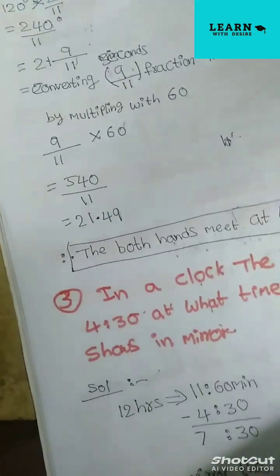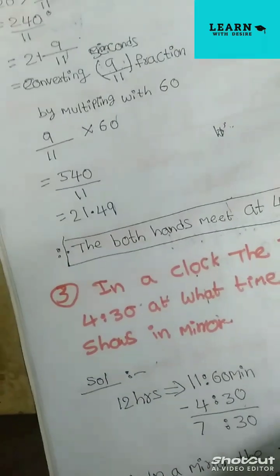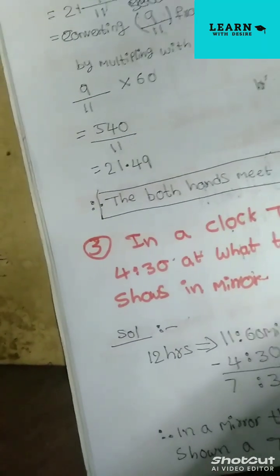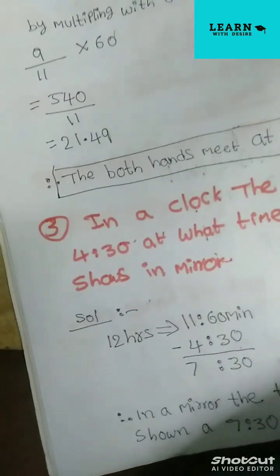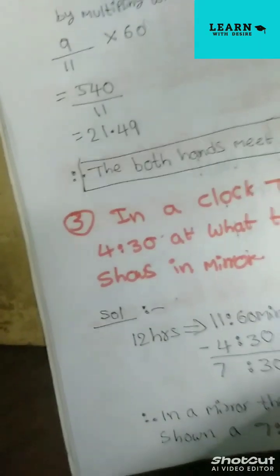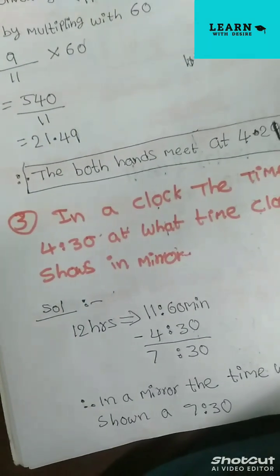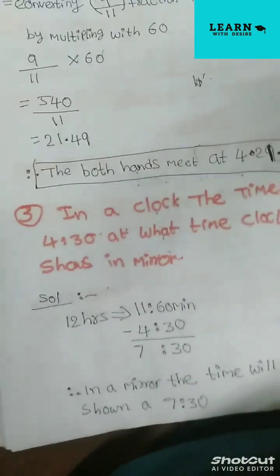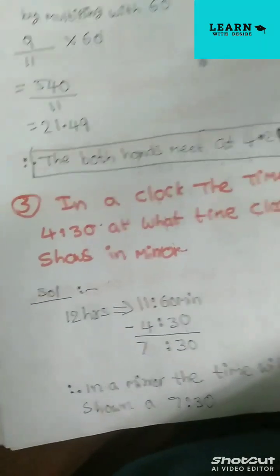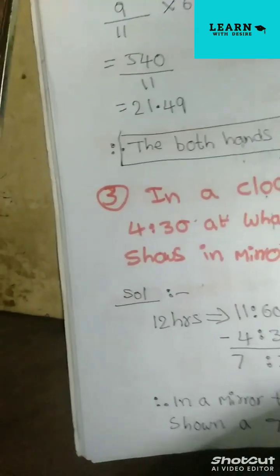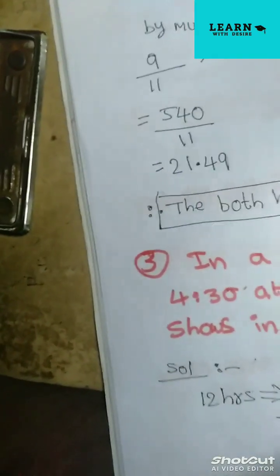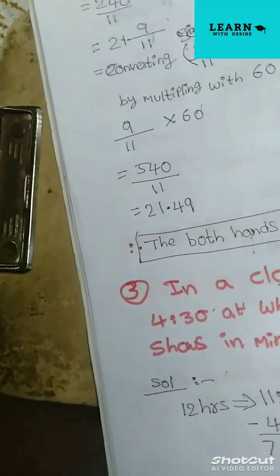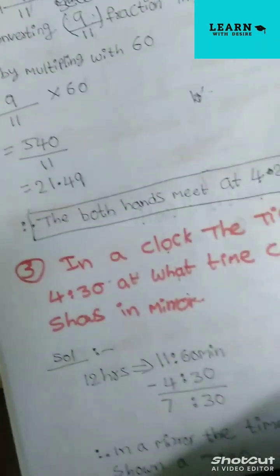For solving this type of problem, we have to subtract the given value from 11 hours 60 minutes. If we subtract, then we get the final answer like this, that is 7:30. In a mirror, the time will be shown as 7:30. In real time on the clock, the time is 4:30. But when we see it in a mirror, it is visible as 7:30.